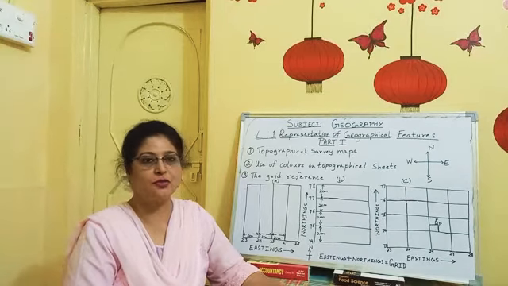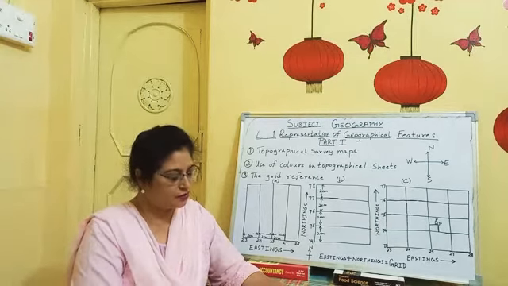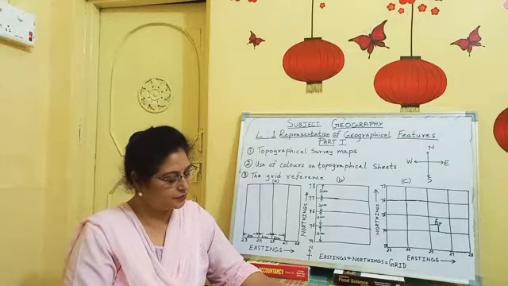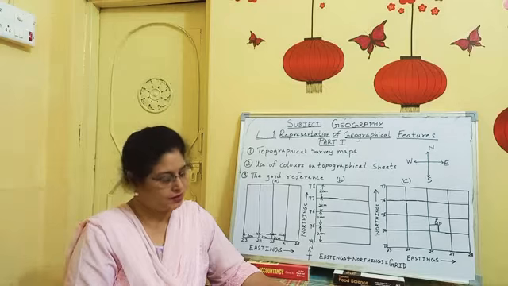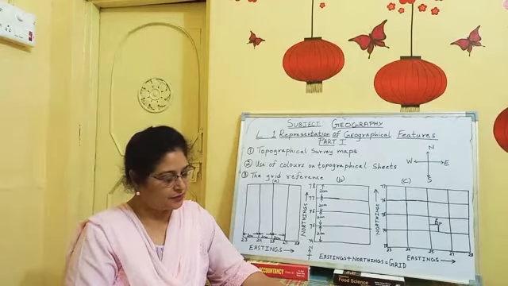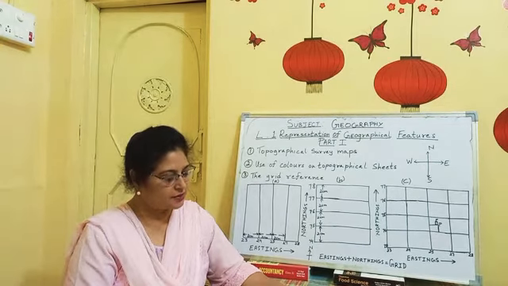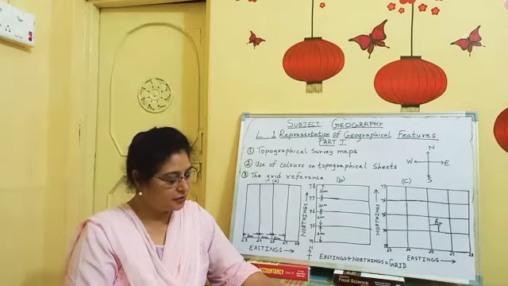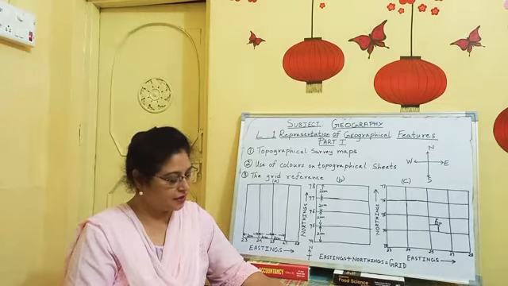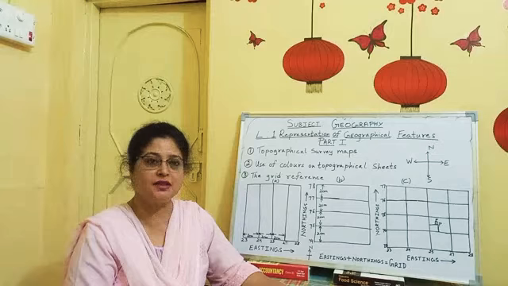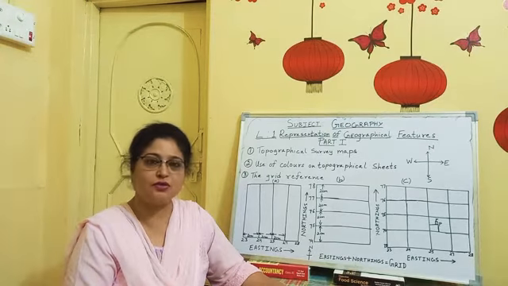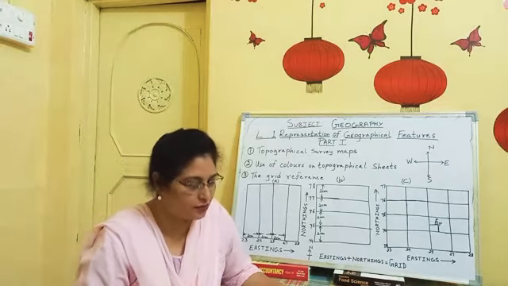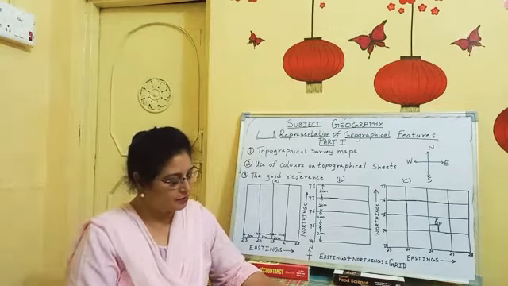So why are these topographical maps used? They are used for showing all these natural features. Secondly, they also show man-made features such as towns, villages, buildings, roads, canals, bridges and other cultural features in detail. So apart from all these natural features, they also show man-made features like towns, villages and other man-made features.